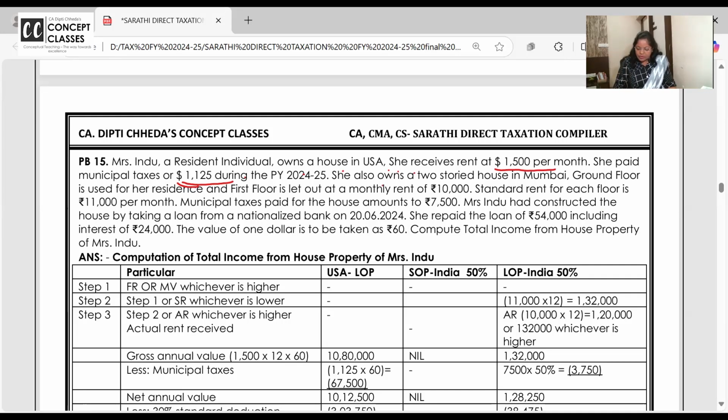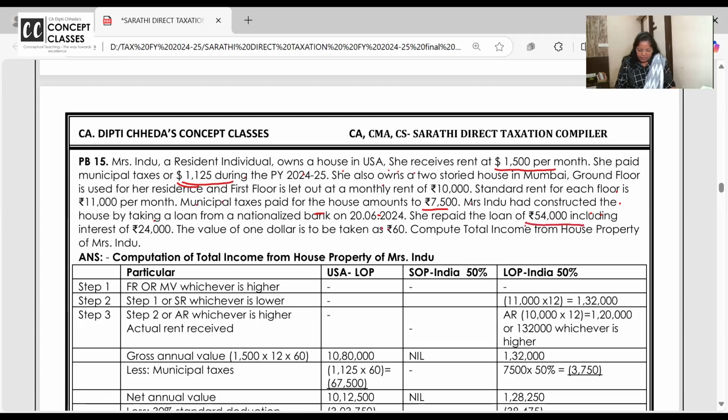She also owns a two-storied house in Mumbai. Ground floor is used for residence. First floor is given on rent. Standard rent is given. Municipal taxes for the whole house is given. Mrs. Indu has constructed the house. The house in the foreign country is let out. India's house, 50% is self-occupied and 50% is let out. She had constructed the house by taking a loan.